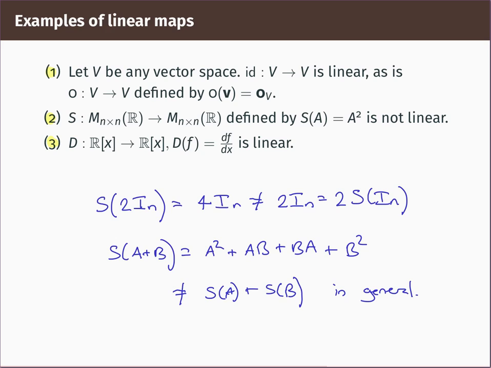Finally, let's consider a differentiation map. If you consider the map D from the set of all polynomials with real number coefficients in a single variable x to the set of all polynomials with real coefficients in a single variable x, defined by D of f is the derivative df by dx, that's a linear map. And that's because the two linearity properties are actually just general properties that differentiation always satisfies.